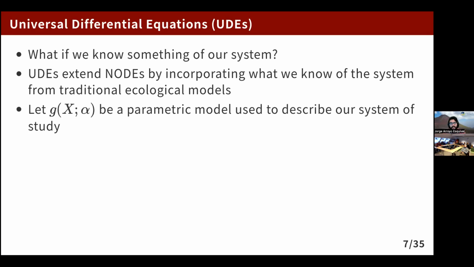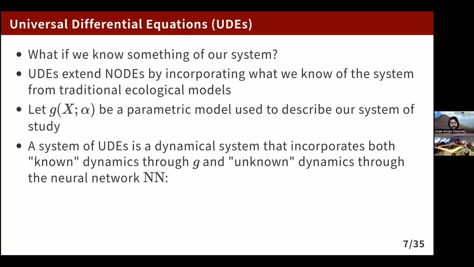So let's say that we have a parametric model that partially describes our system. This could be a linear exponential growth. This could be logistic growth. Maybe some interactions between species that we know beforehand. And then we have a system of UDEs now, which is a dynamical system that incorporates both the known dynamics through G and the unknown dynamics through a neural network.